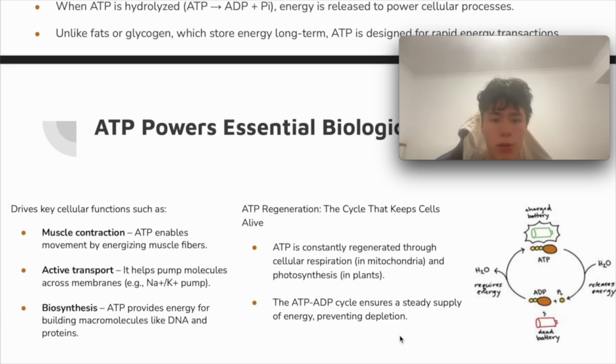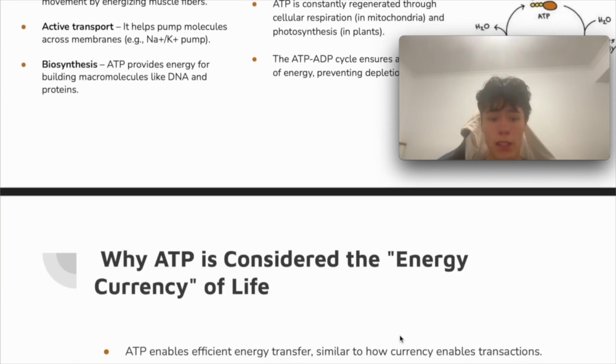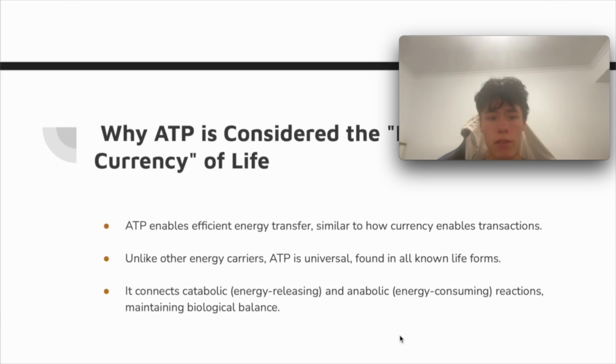So cells don't just burn through ATP and run out. They recycle it. The mitochondria acts like a power plant, continuously recharging ATP from ADP, using nutrients such as glucose. This cycle is so fast that a single ATP molecule might be used and regenerated thousands of times per day in a single cell. So, why is ATP considered the energy currency of life?